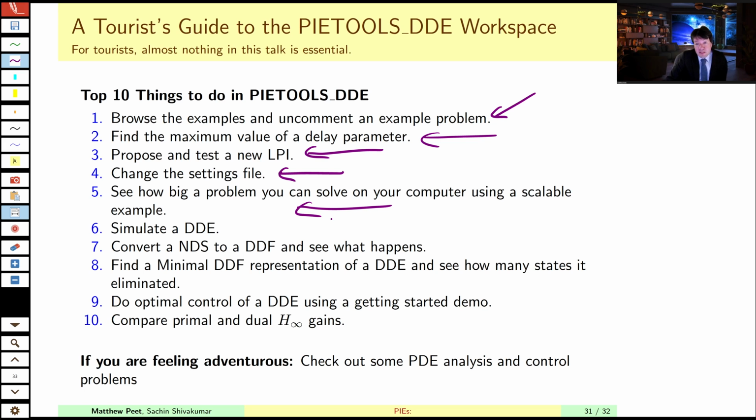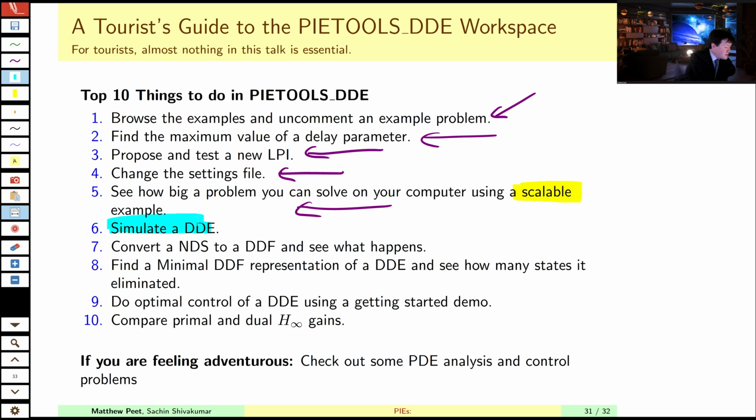Associated with that, in the example files, there are some scalable examples, where you can specify the number of states. Sometimes they're academic, sometimes they're interesting. But you can increase the number of states until your system crashes. And let us know how many you got.